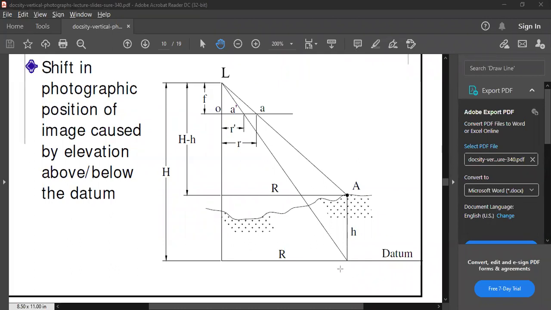Let's put the point A down here. If you put a point A down here, you can see that the displacement is going inwards. Because the bottom of the object is here and the top is here. But in the case where the object is below the datum, you can see that we are going inside.